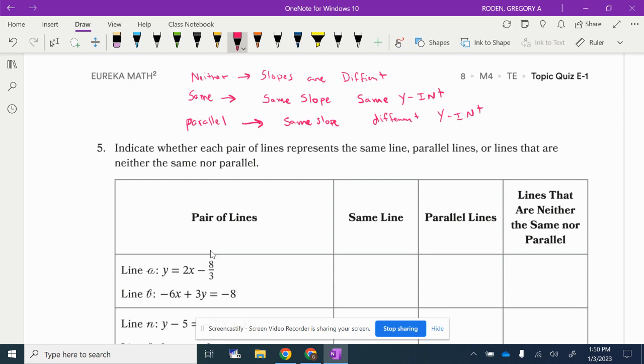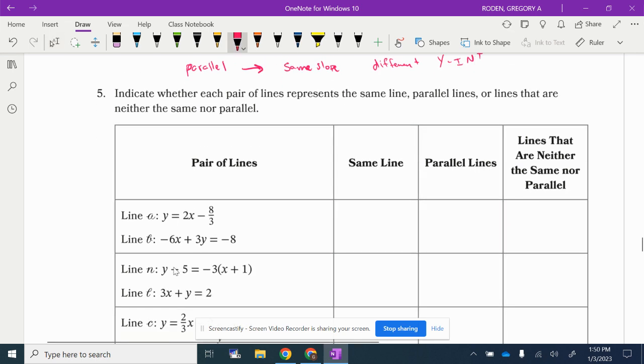All right, so let's see here. So these two. Now I'm not sure about line B because I need to put it in slope-intercept form. So let me put this in slope-intercept form really quick. So I have negative 6x plus 3y equals negative 8. And so what I'll do here is add 6x to both sides to get rid of the minus 6x.